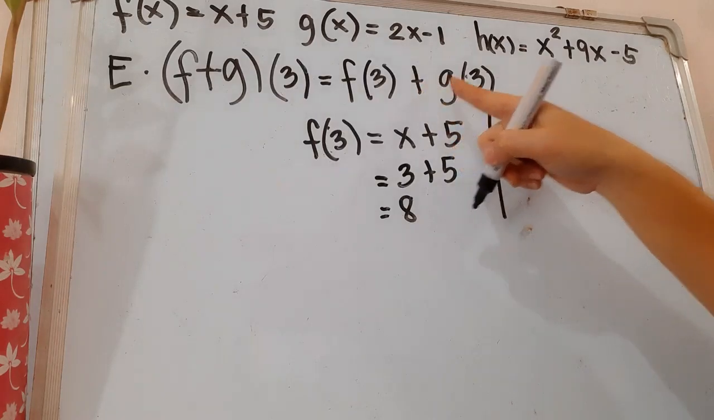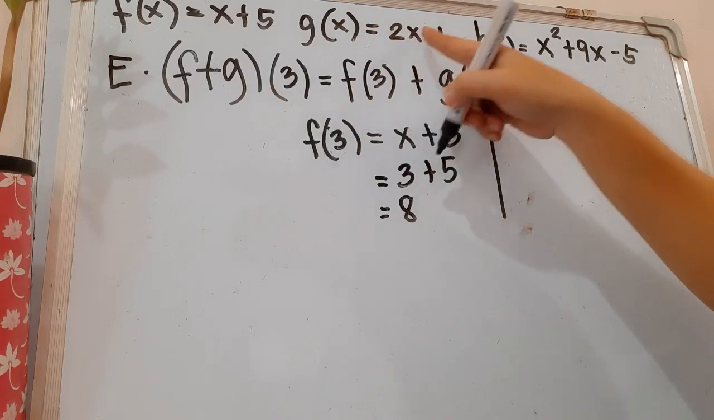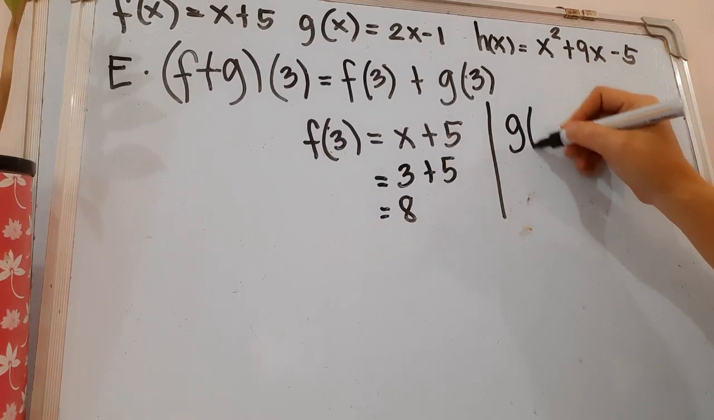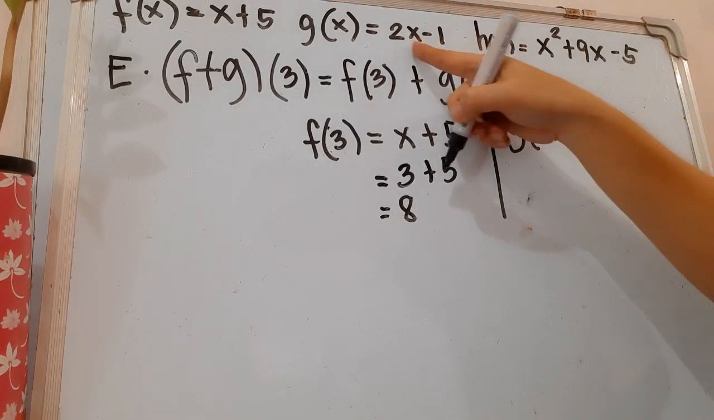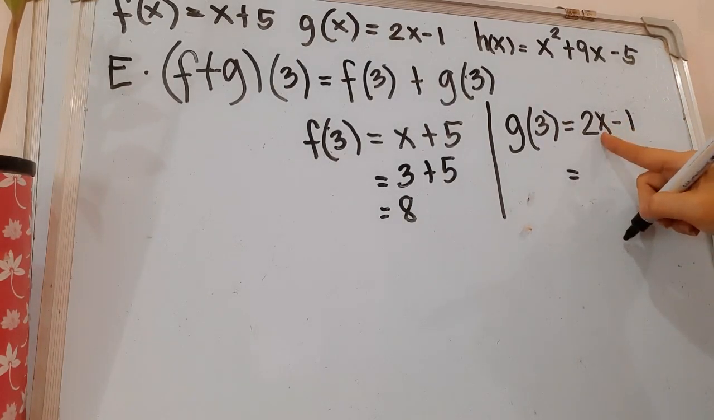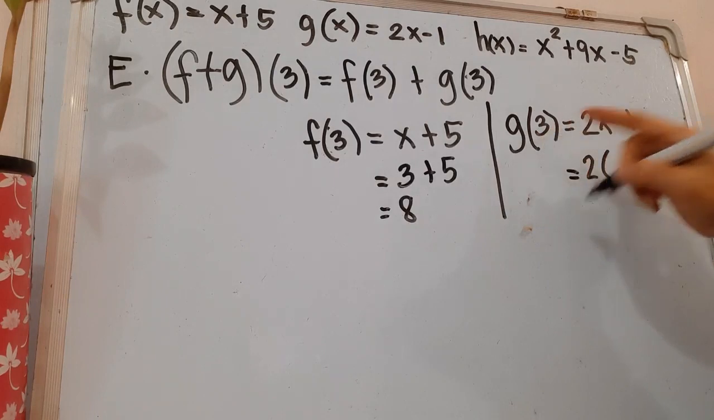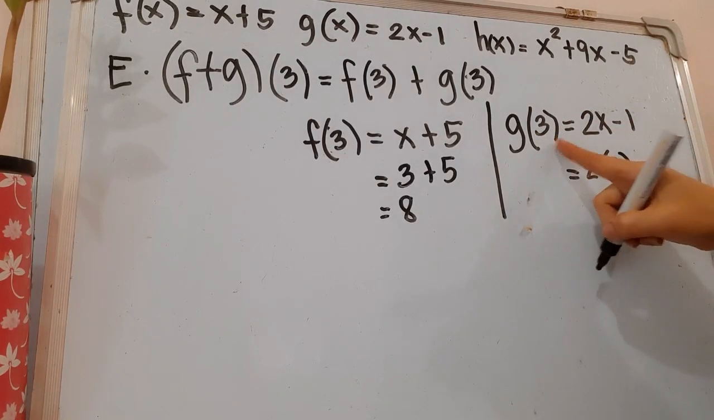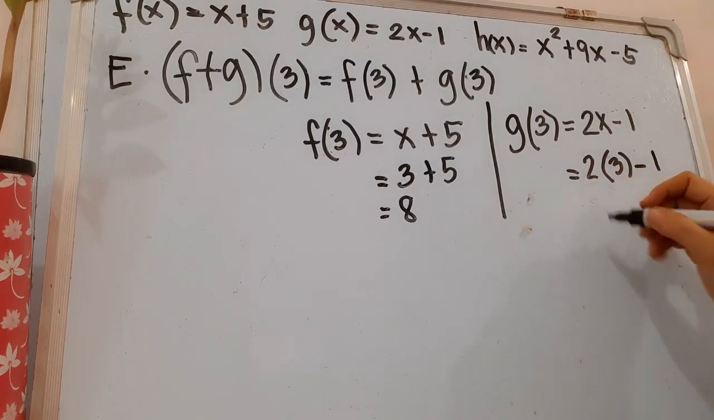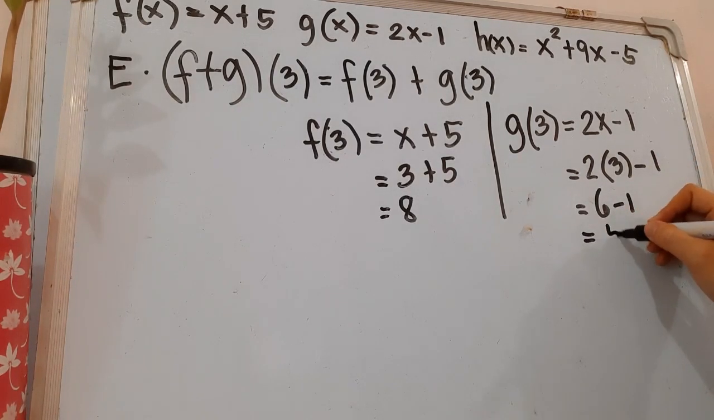Next, we are going to determine the value of g of 3. Solve for the function g of x is equal to 2x minus 1 with the value of x which is 3. So this will become g of 3 equal to 2x minus 1. Substituting the value of x here, copy 2. This implies multiplication. Substitute it with 3. 2 times 3 minus, copy it back, minus 1. So 2 times 3 will give us 6, minus 1 will give us 5.